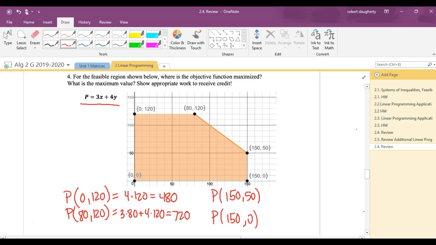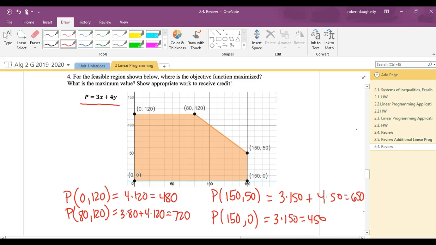And over here I get 3 times 150 plus 4 times 50. So that's 200 plus 450, which is 650. And over here I get 3 times 150, which is 450.